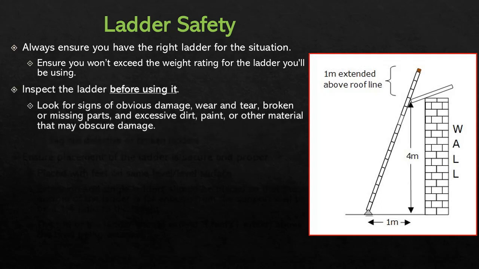Before you use a ladder, you need to inspect it. You should look for signs of obvious damage or wear and tear, broken or missing parts, and excessive dirt, paint, or other materials that may obscure damage. The biggest thing to look for is to examine the rungs. Make sure that the rungs are still firmly attached to the sides of the ladder, and that there's no twisting or any other kind of visible damage to them.